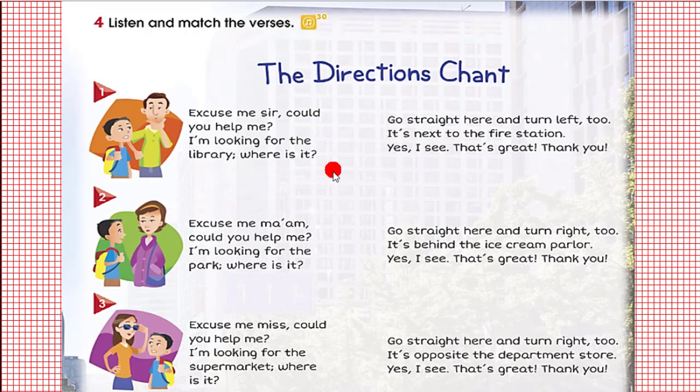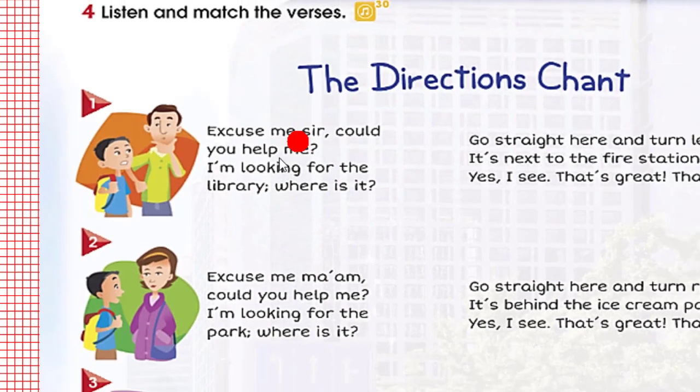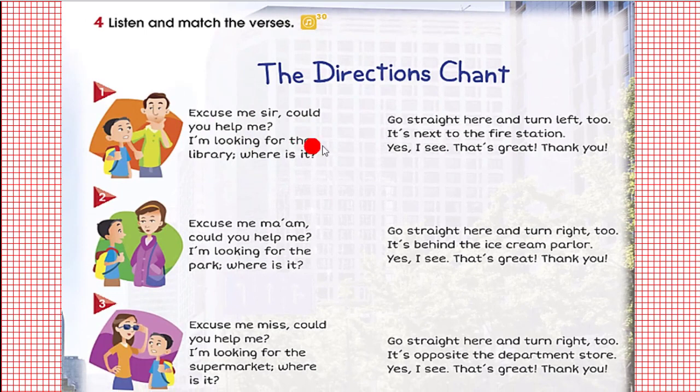So what happens here? Aquí los párrafos y los versos no están tan en orden. Lo que tienes que hacer es simplemente relacionar, según lo que tú escuchas de la canción, cuál es el siguiente párrafo. Supuestamente va a comenzar de acá, ¿no? El primer párrafo es: Excuse me, sir, could you help me? I'm looking for the library, where is it? ¿No? Entonces, aquí es la primera parte. ¿Cuál será de acá su parte de este pequeño párrafo? ¿Será este? ¿Será este? ¿O será este?